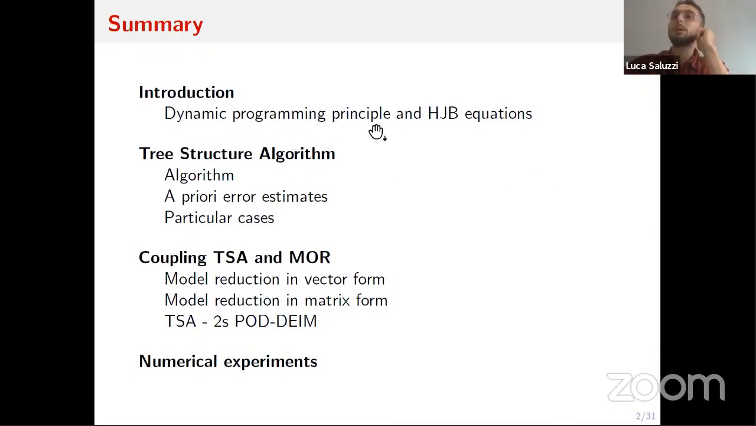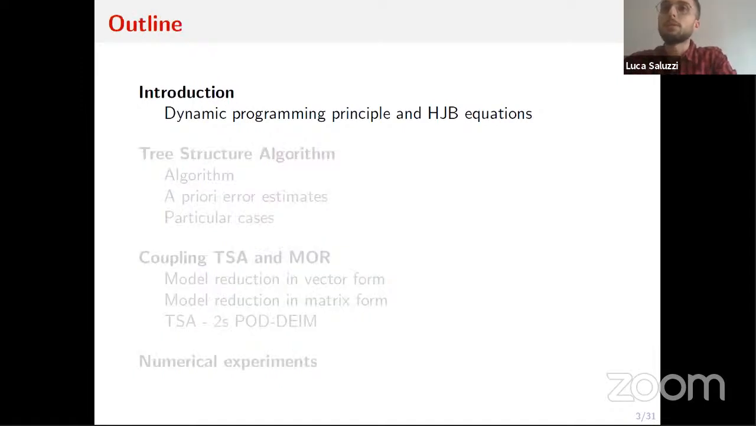I will briefly introduce the dynamic programming principle and the Hamilton-Jacobi-Bellman equations, and then I will describe the tree structure algorithm, presenting the algorithm, some error estimates, and some particular cases in which we can say something more about the tree structure. Then I will pass to the coupling of the tree structure algorithm with the model order reduction techniques. In particular, we start with the model reduction in vector form, then the model reduction in matrix form. Finally, we will see the coupling of the tree structure with this new technique called two-side POD-DEIM. And finally, we show some numerical experiments.